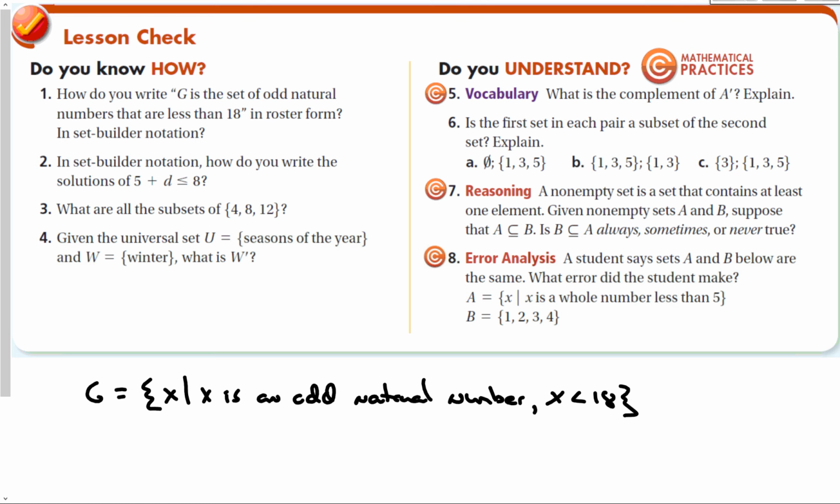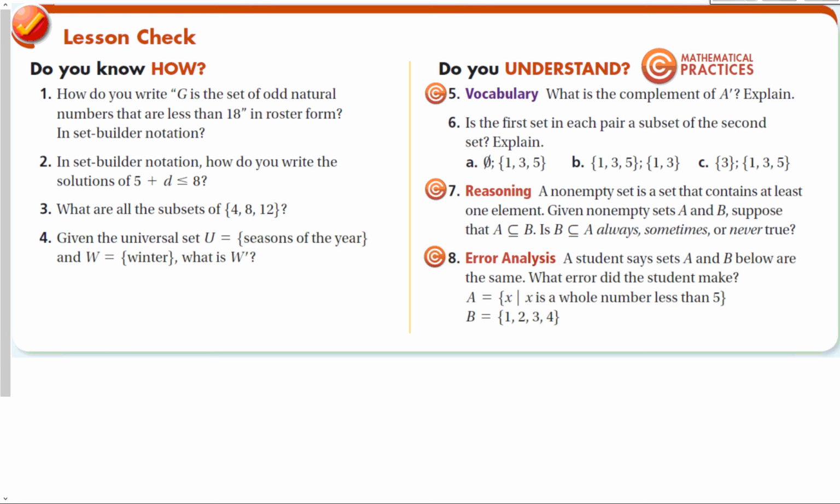In set builder notation, how do you write the solutions to D plus 5 is less than 8? Well, solve it. Subtract 5 from both sides, and we get that D is less than 3. So you would say D such that D is less than 3.